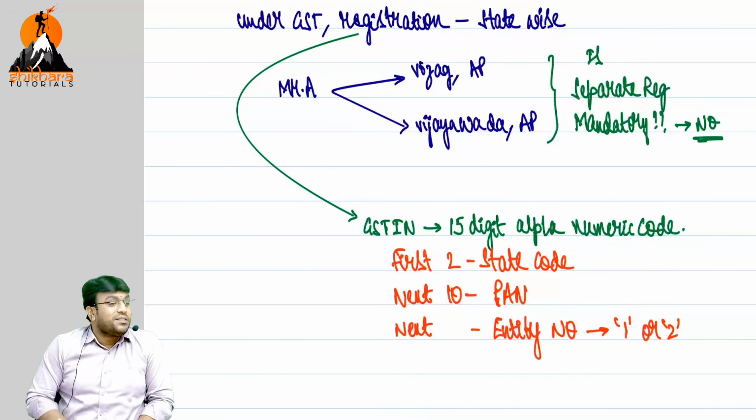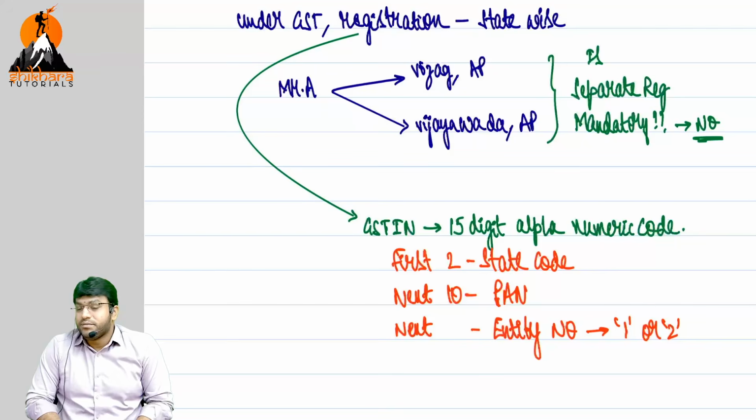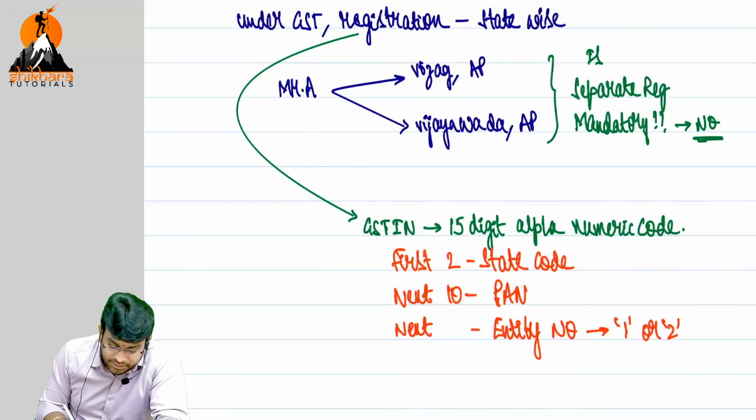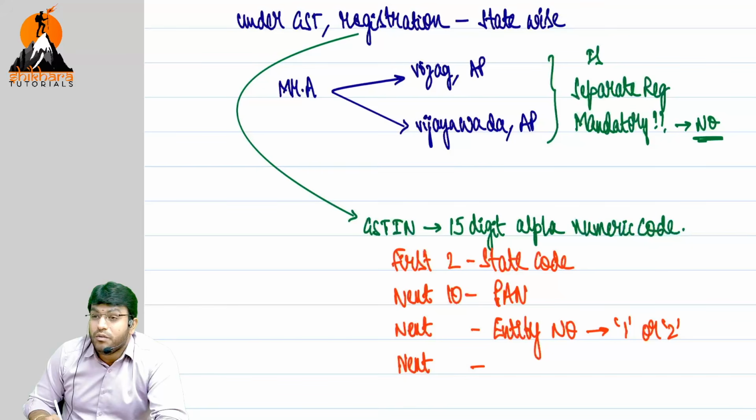How many digits is the GST number? 15-digit alphanumeric code. The first 2 is what? State code. The next 10 is what? PAN. Next is what? Entity number, 1 or 2. How many are done? 13 done. We are where now? The 14th.